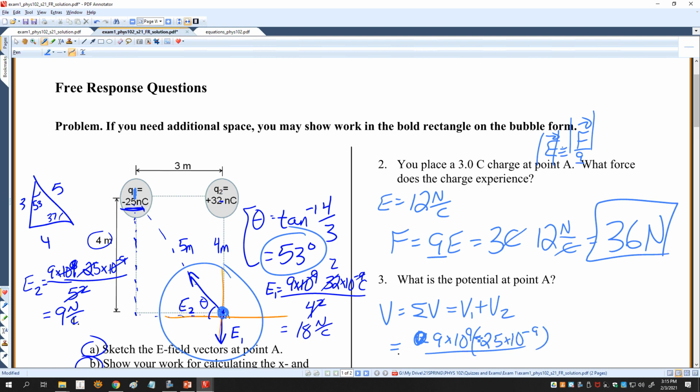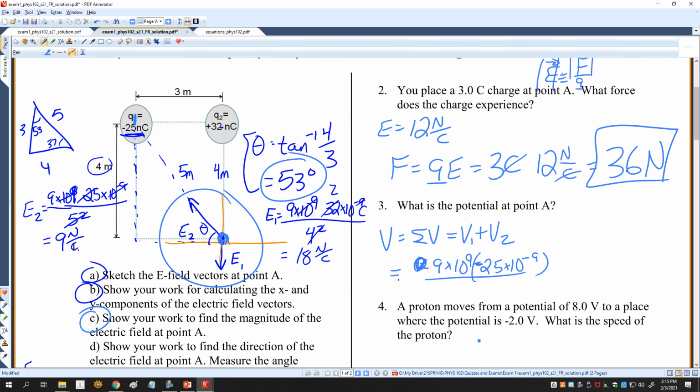Now I'm going to put a negative right here. Remember, potential is a scalar quantity, so I'll include those negatives. It doesn't mean that they have a negative direction. It has to do with, are they giving or taking away energy? Kind of like what we had last semester when we were dealing with work. We can have positive and negative work. Work is a scalar quantity. Divided by R. R is 5 meters. Plus V2, which is going to be 9 times 10 to the 9th times 32 times 10 to the minus 9 divided by the distance, which is 4 meters.